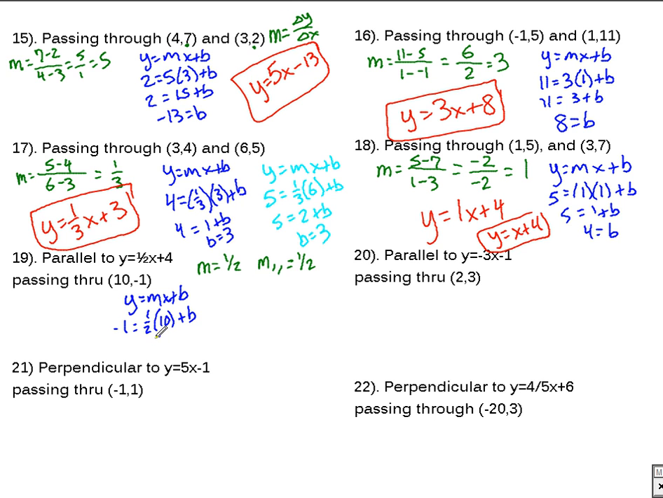Half of 10 is 5. So you should get negative 6 is equal to b. So your final answer here, y equals 1/2 x minus 6.